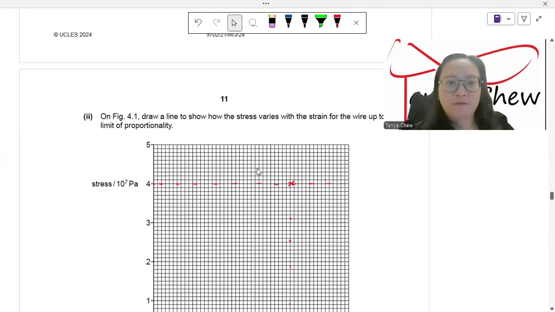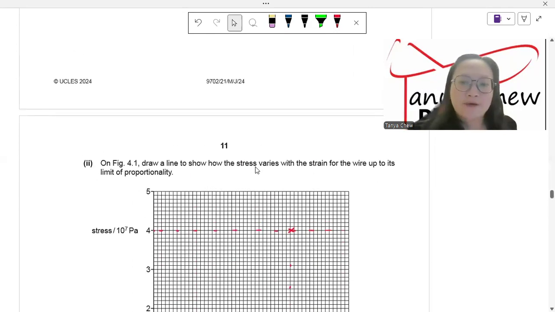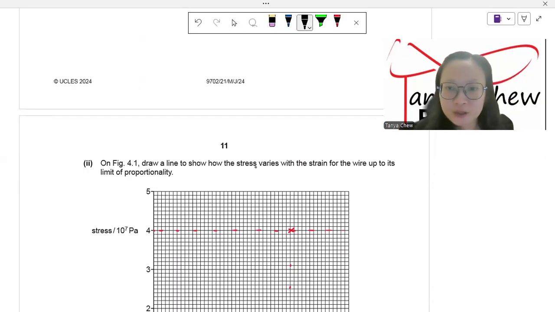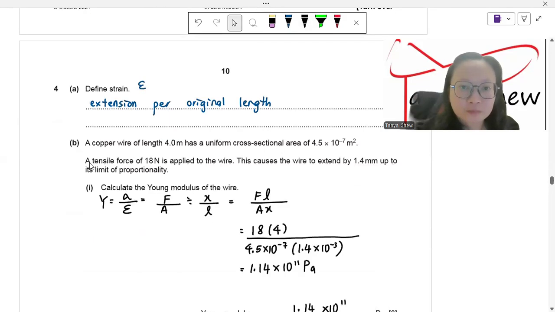The next one, on Fig 4.1, draw a line to show how the stress varies with the strain of the wire up to its limit of proportionality. Remember Young modulus is equal to stress over strain, right? Look at the question. Tensile force of 18 Newton is being applied to the wire. And this is a maximum force that could be applied.